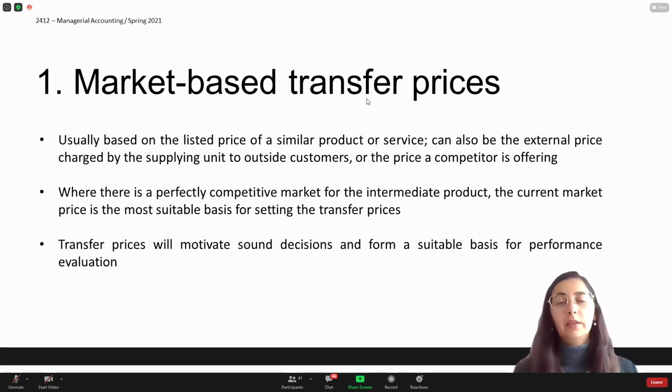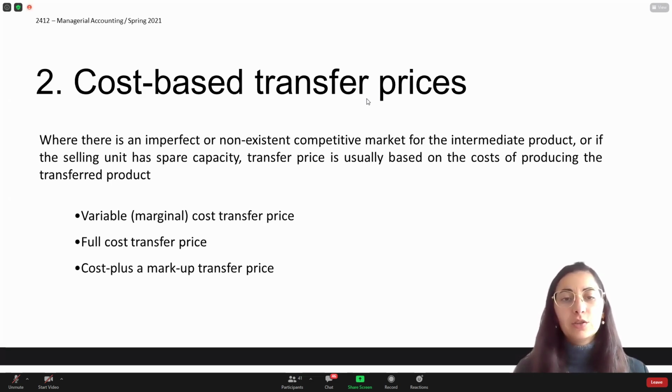So you normally compare the price that we have in-house with competition, okay? When we have a perfectly competitive market for the intermediate product, the current market price is the most suitable basis to set the transfer price. And the transfer price here will motivate sound decisions and form a suitable basis for performance evaluation. Because if this is a competitive market, for the buying division and also for the selling division, it's the same to sell internally or externally.